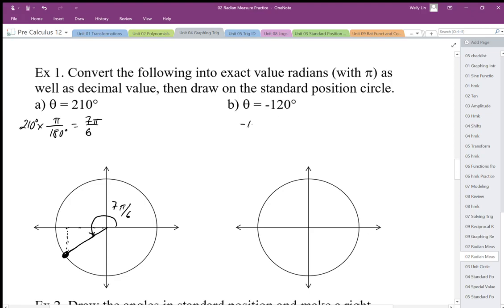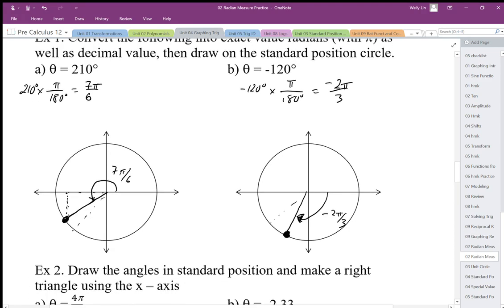Negative 120, I'm going to convert this into radians as well. I've got a common factor of 60, so I'm going to end up with negative 2 pi over 3. Negative 120 degrees is going to end up in this position over here. It's going to be on the lower side of that 45-degree angle in there. This is going to be on the other side, the upper side of the 45-degree angle. So there's my rotation, and it's negative 2 pi over 3. Pi over 3 is 60 degrees, so I've got two groups of 60 degrees to go in there.